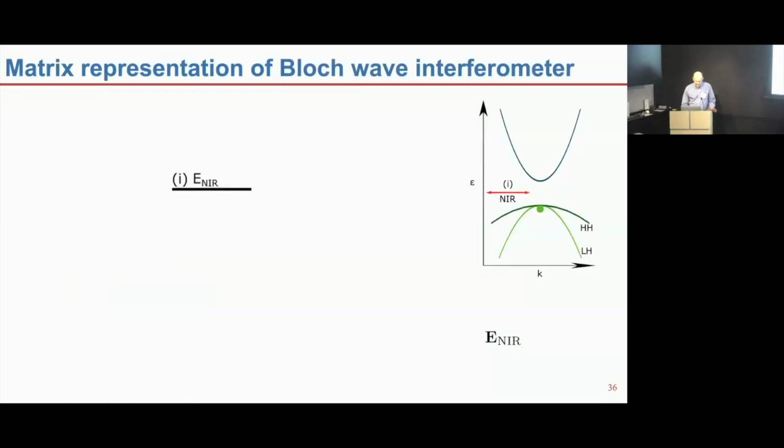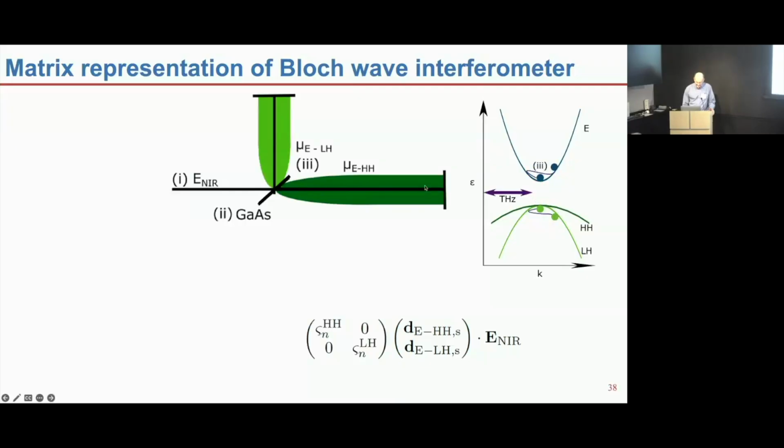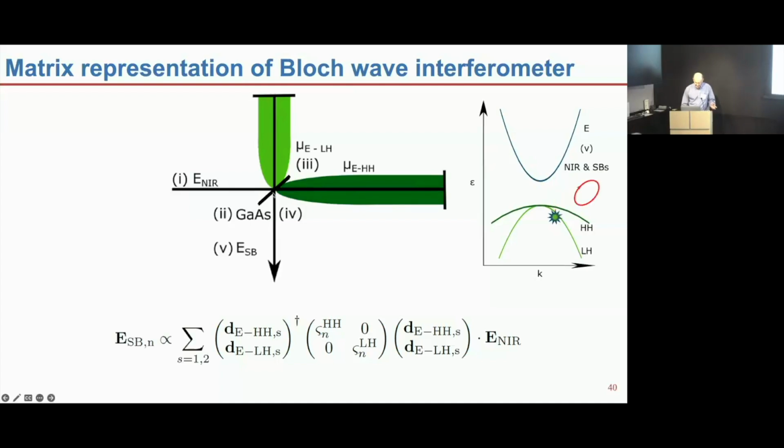Okay, so now we're going to discuss a matrix representation of this Bloch-wave interferometer. So this is the near-infrared electric field. And then gallium arsenide essentially converts the near-infrared electric field to an electron hole pair or superposition of electron hole pairs. Then the business end of the interferometer, the two arms, we think of one of these as the electron heavy hole and one of these as the electron light hole arm. And these quantities are propagators. This is when the electron heavy hole and electron light hole come back to the gallium arsenide, then they recombine and emit a sideband, which will in general be elliptically polarized.